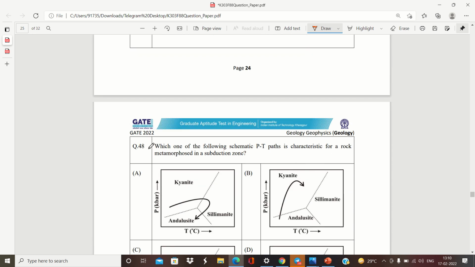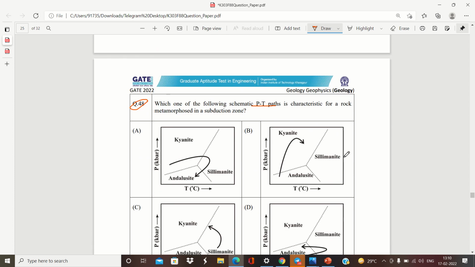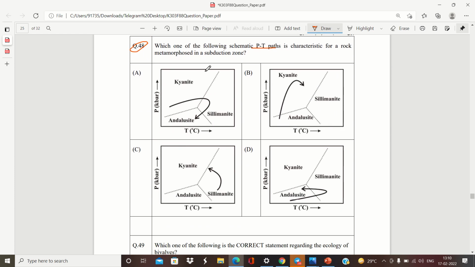Then another question is which one of the following symmetric PT paths, pressure temperature path, is characteristic for a rock which is metamorphosed in a subduction zone. So what happens in the subduction zone? Pressure rises first and then temperature rises. So let us see one by one.